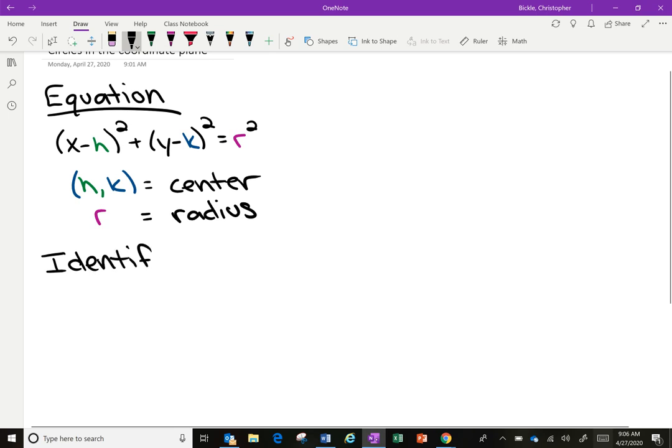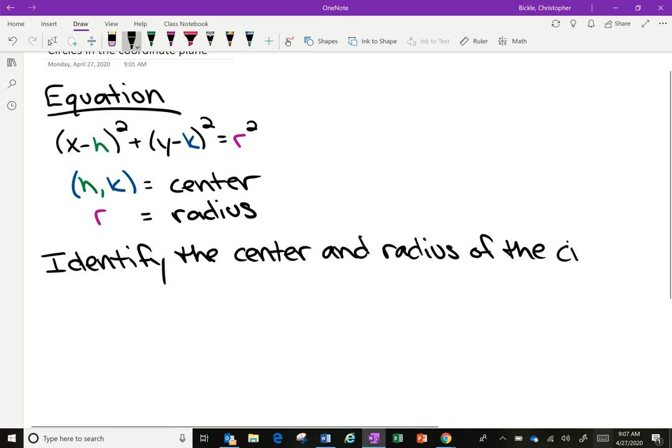Some of your homework problems will look like this. It's going to say identify the center and radius of the circle. Those are going to be the examples. There will be a few problems like that, and they're going to give us equations.